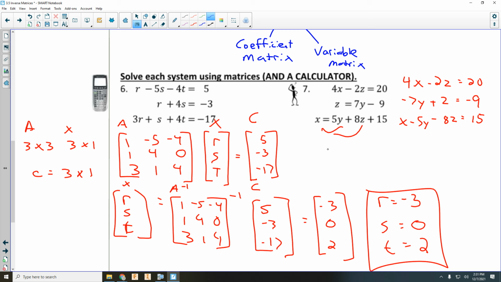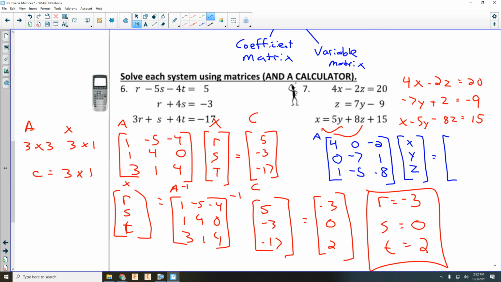So what would be my matrices to set up? Matrix A is what? 4, 0, -2. There's no y. Okay. Second row. What's the second row? 0x, -7y, 1z. Okay. Third row. 1, -5, -8. My variable matrix would be x, y, z. My constant matrix would be 20, -9, 15.